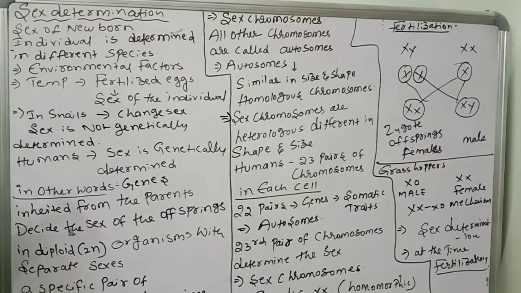The sex of a newborn individual is determined in different ways in different species. Number one, some species rely entirely on environmental factors. Thus, in some animals, the temperature at which fertilized eggs are kept determines the sex of the individual.